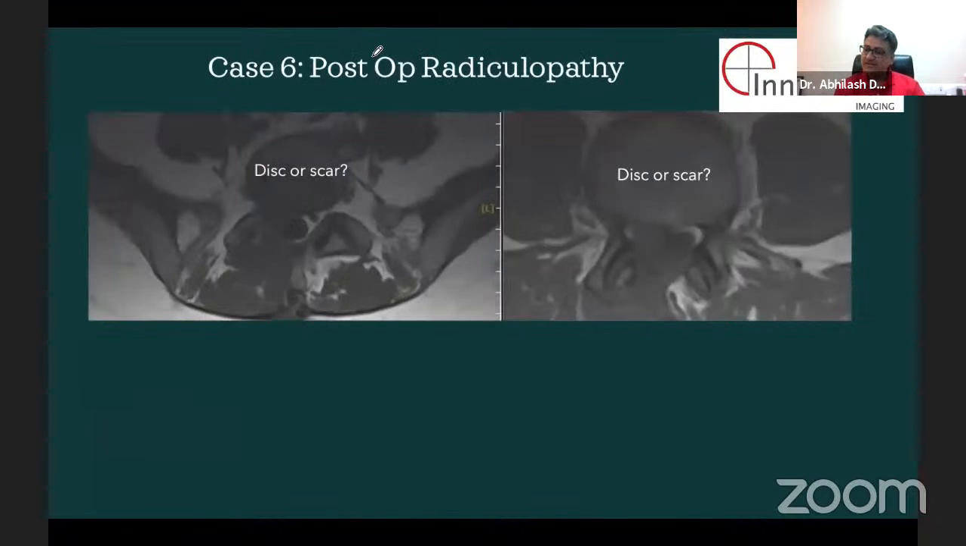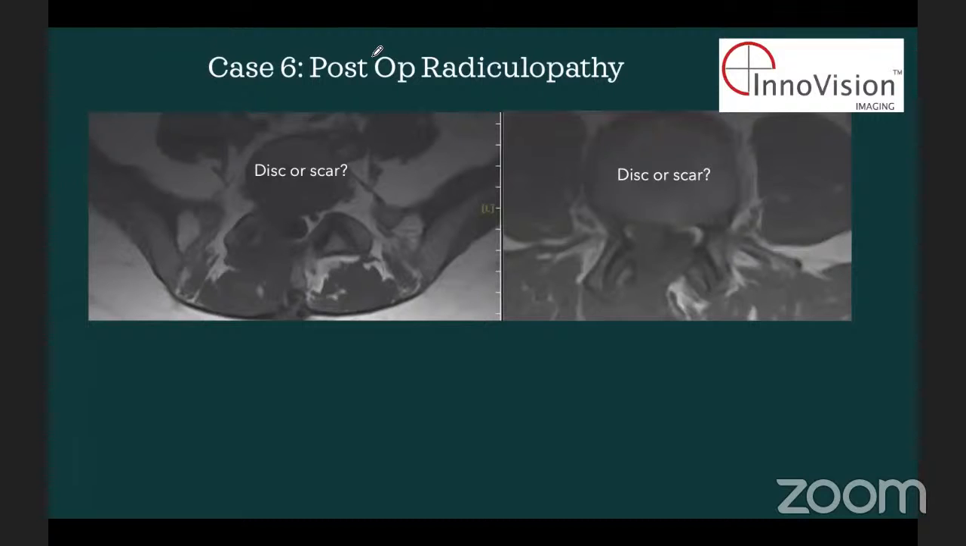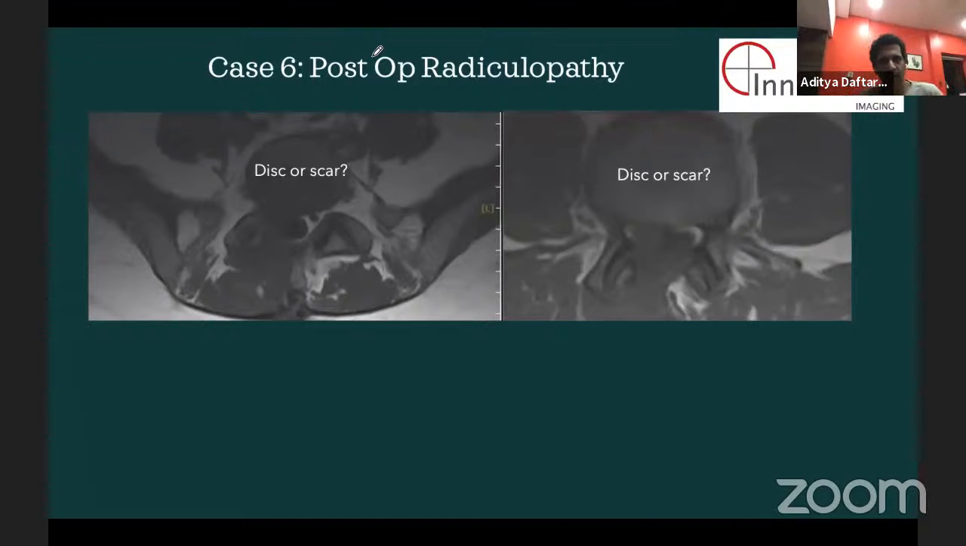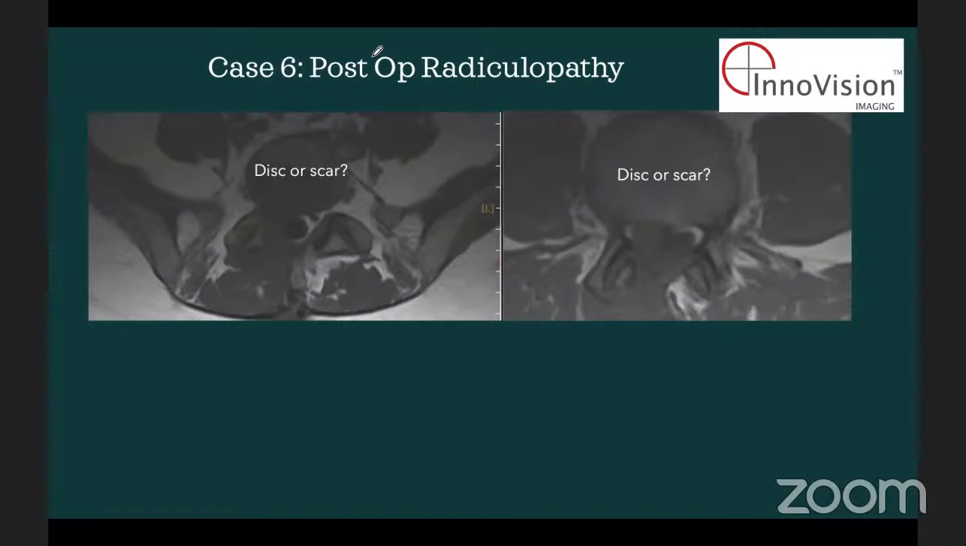All right, great. I'll call on Pratik. Yes, sir, I am there. Sure. So these are two different cases, Pratik, the case on the left and the case on the right, and these are both T1 weighted images. The question here is, in this post-op radiculopathy, is this disc or scar? So the case on the left, do you think it's disc or scar? And the case on the right? You can always be a good radiologist and say, I don't know, I still need to do something more. Sir, I need post-contrast images to see.